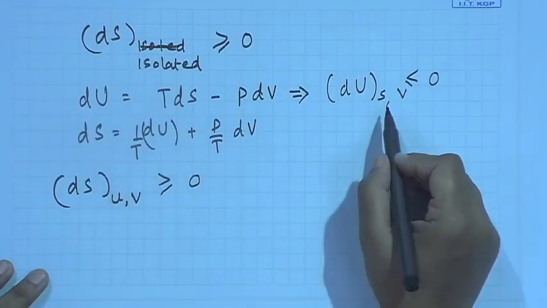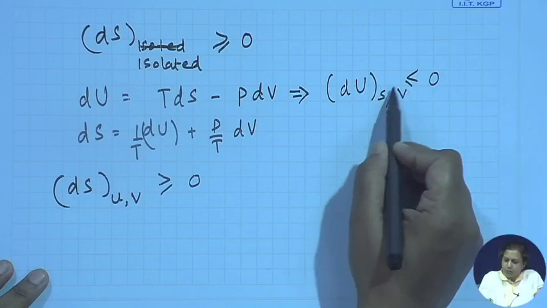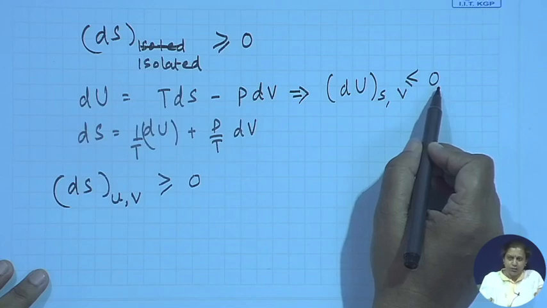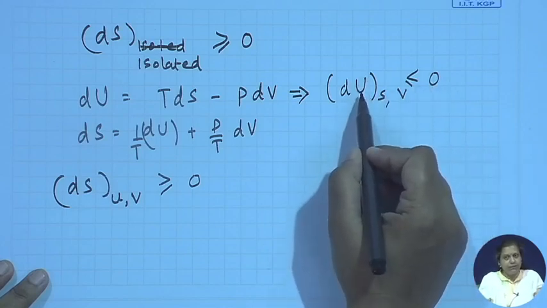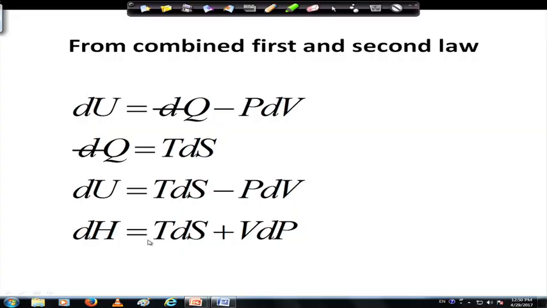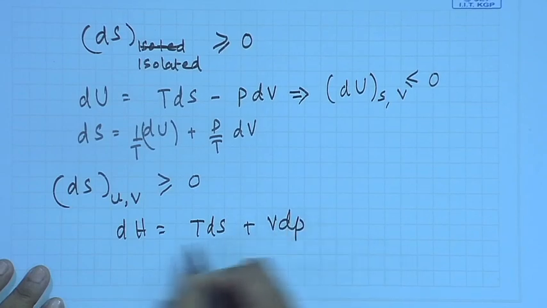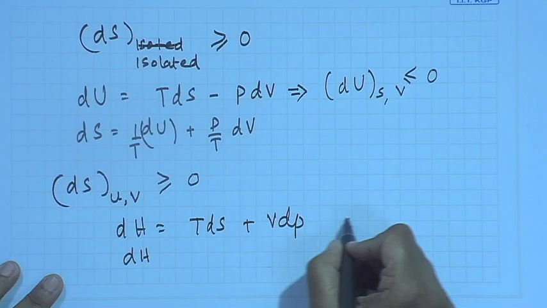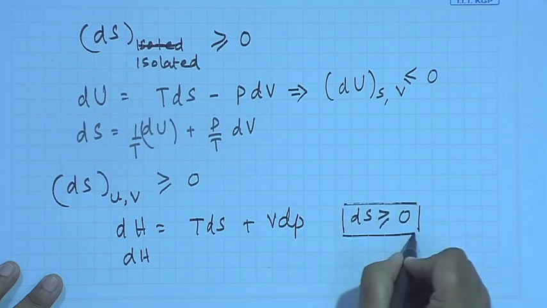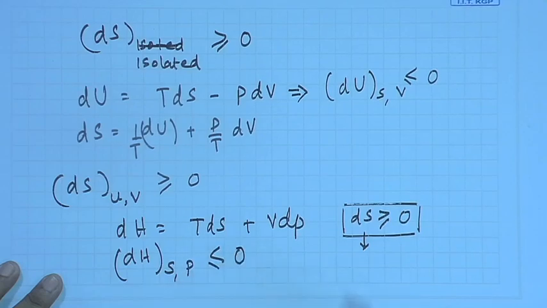In the same way, this statement and this statement are equivalent to one another, and we find that for constant entropy, constant volume condition, dU less than or equal to 0 should be the criteria of spontaneity, right, where U is the internal energy change of the system, mind it. Similarly, if we take up the other equation, which is dH equals TdS plus VdP, and we know that dS greater than or equal to 0 is the criteria of spontaneity, does it not imply dH at constant S and P is less than or equal to 0?